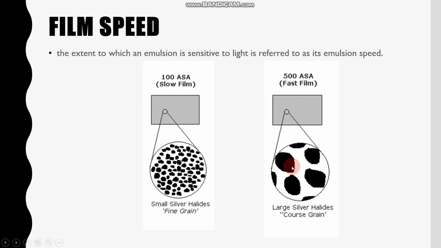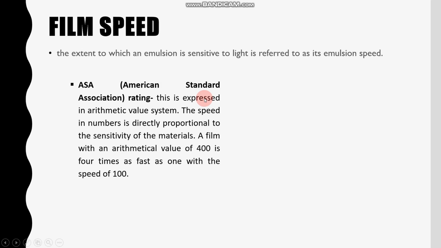And then, the larger the silver highlights, kasi may iba-iba pa yung sizes sa emulsion layer, yung ating silver crystals, mas malaki yung silver highlight or yung crystals, mas mabilis yung kanyang film. Mas finer o mas maliit yung silver highlight crystal, mas mabagal yung kanyang film o yung kanyang sensitivity kay light.